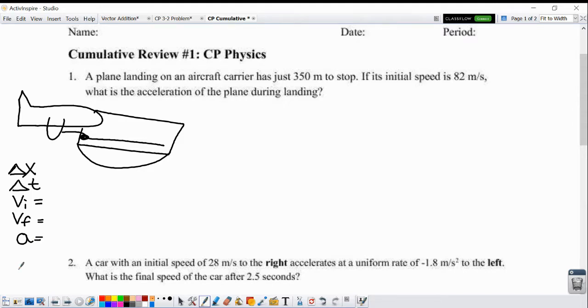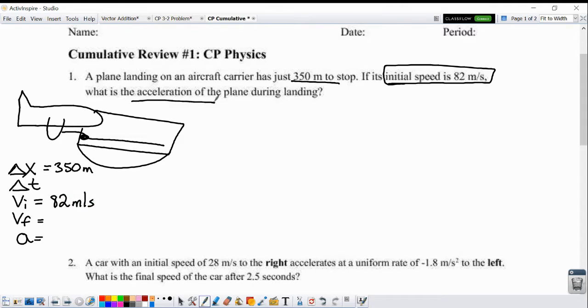I know we're in that chapter, but we're going back and reviewing here, and this is from chapter 2, where we have objects that are moving in a straight line, in the x direction. So 350 meters, that is delta x. That's how much room we have. If we don't stop in 350 meters, we're going to fall off into the water. If its initial speed is 82 meters per second, that's my initial velocity. What is the acceleration? So I'm looking for the acceleration, a.